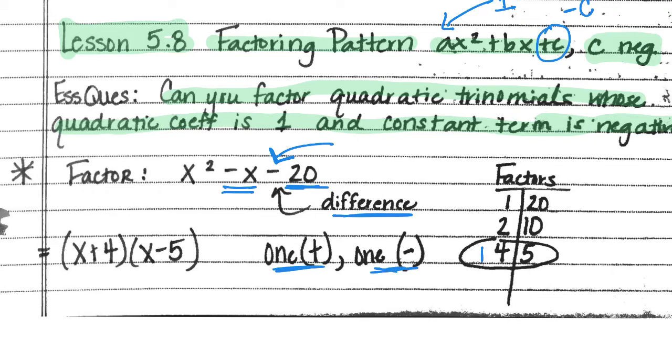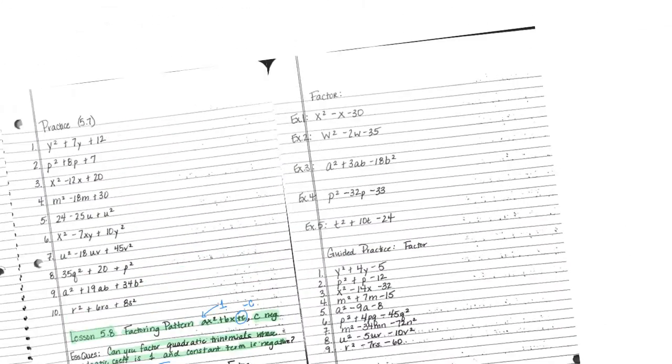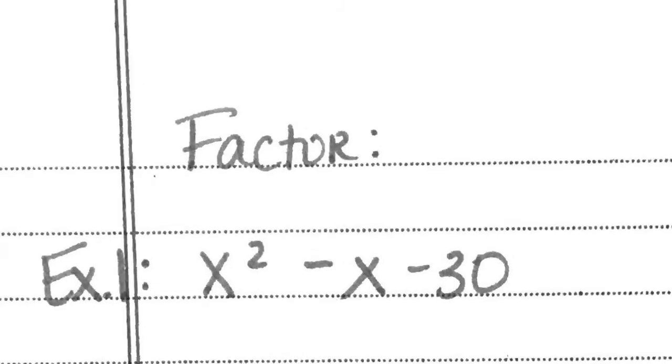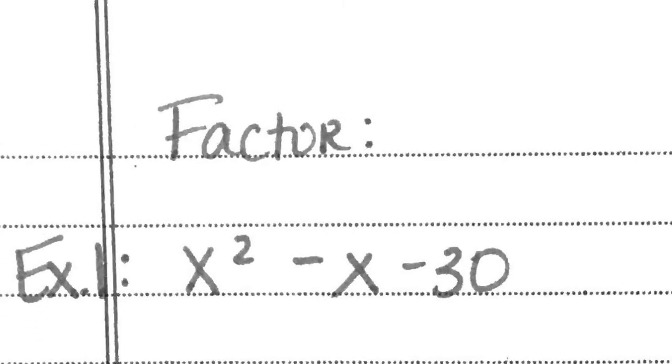In this case, I know a positive 4 and a negative 5 multiply to give me that negative 20 and add to give me that negative 1. So my answer here will be x plus 4, x minus 5. It's very similar to what we did in 5.7, but remember they had to add to be the middle number. And they still are adding, but remember this time, now we're talking about two numbers that multiply.